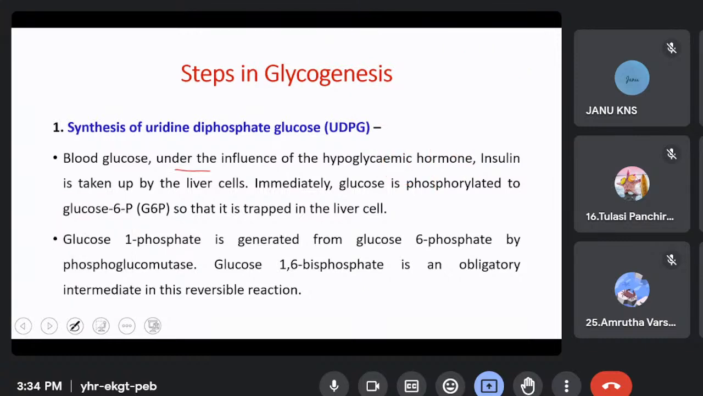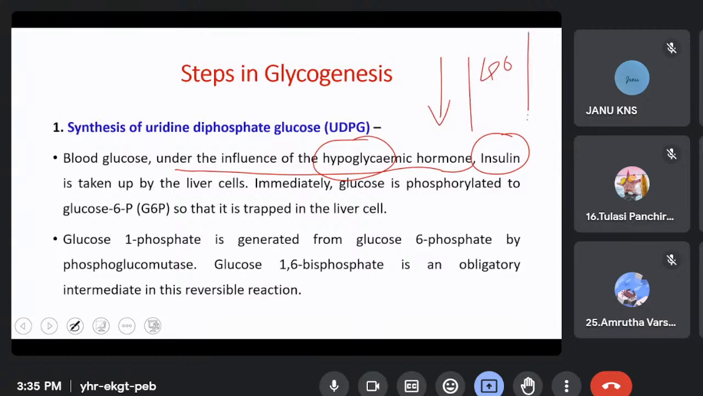So under the influence of the hypoglycemic hormone insulin, what is hypoglycemic? Decrease in blood glucose level. I have already told you, it is 190 mg, and it has to be decreased to the normal level, 90 mg. So decrease in blood glucose level is called hypoglycemia, and this insulin is responsible for decreasing blood glucose level by converting glucose to glycogen. Hence it is called a hypoglycemic hormone.